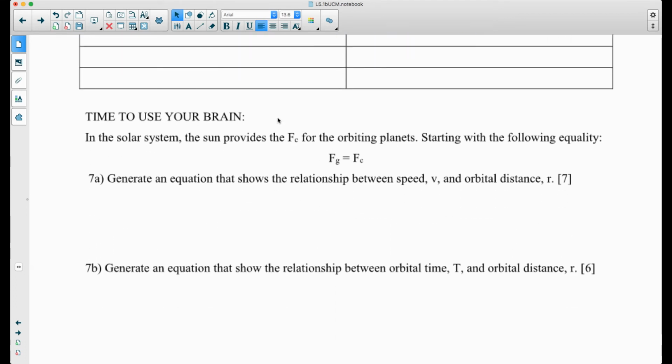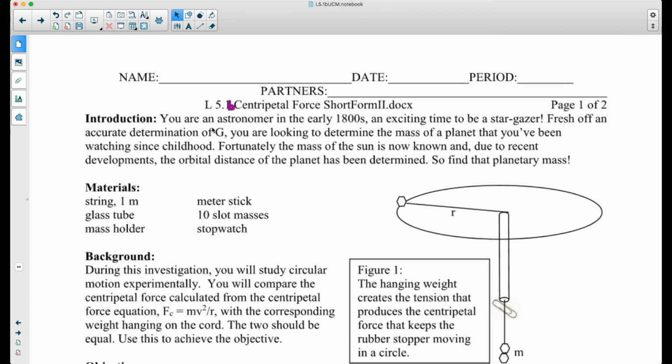All right, last part. Time to use your brain. This one is fantastic. If you look back at the introduction, you're an astronomer in the early 1800s, which was an exciting time to be a stargazer, besides the fact that we didn't have the light pollution we have now. All right, fresh off an accurate determination of capital G. What are we talking about? We'll see in a second.